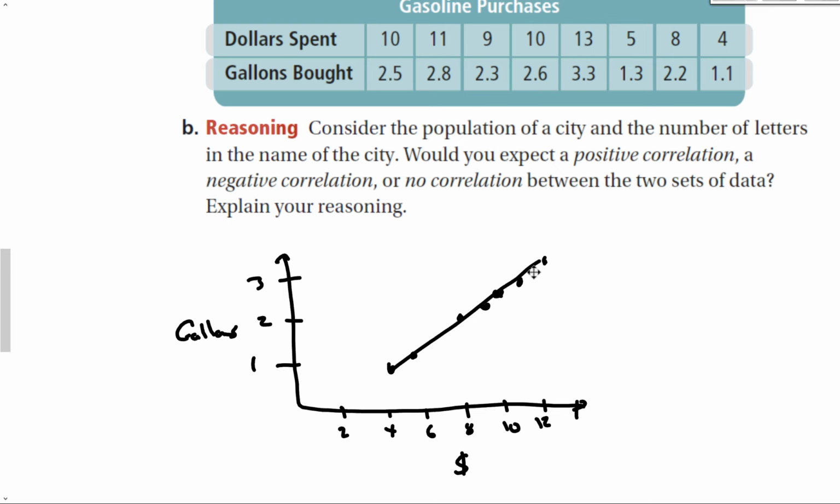All right, let's look at part B. Consider the world population of a city and the number of letters in the name of the city. Would you expect this to have a positive correlation, a negative correlation, or no correlation? Well, if you think about it, what does how many people live in a city have to do with the name of the city? New York is one of the biggest cities in the country. That has nothing to do with the fact that there's only 8 letters in the name. So no correlation.